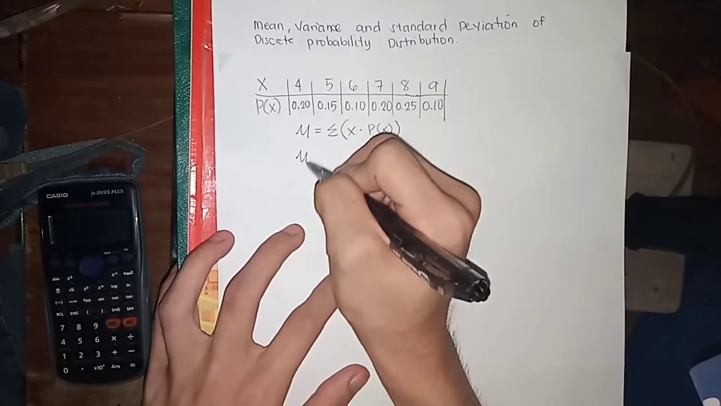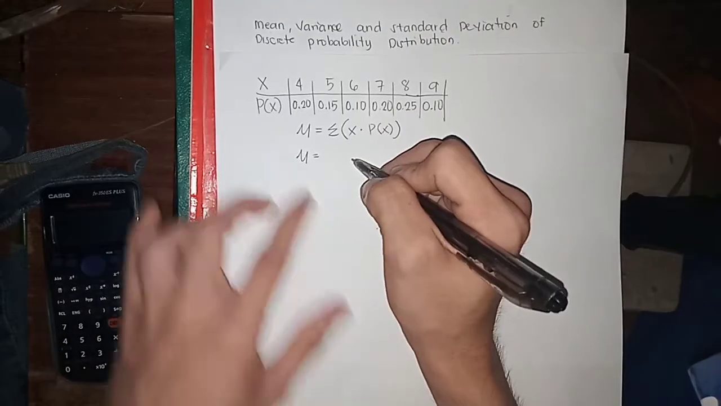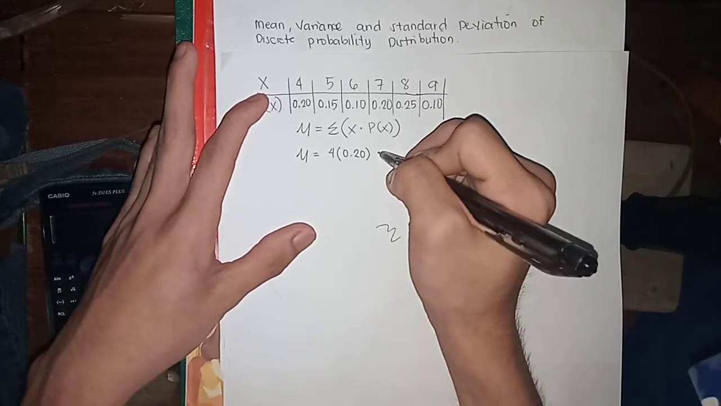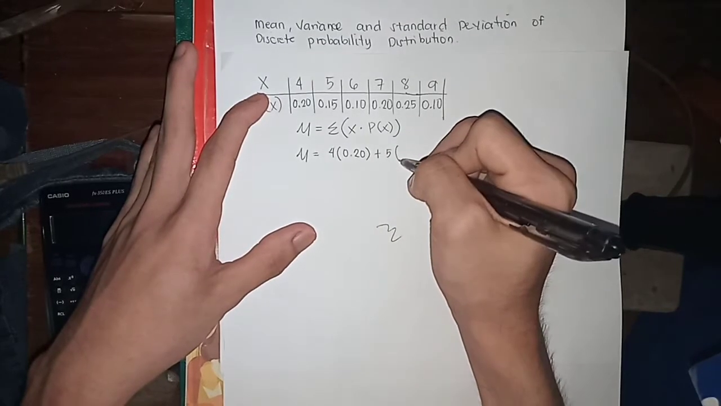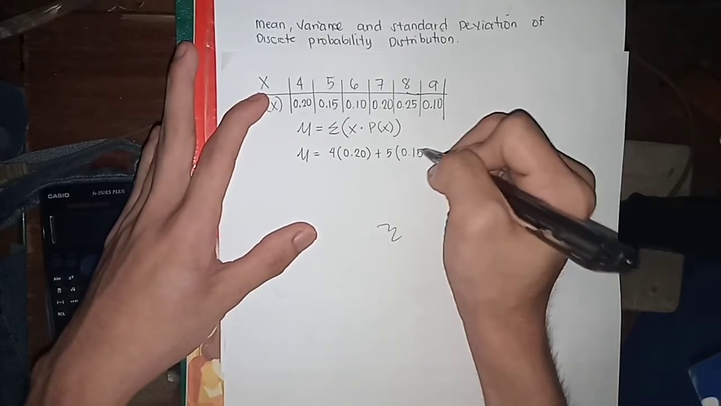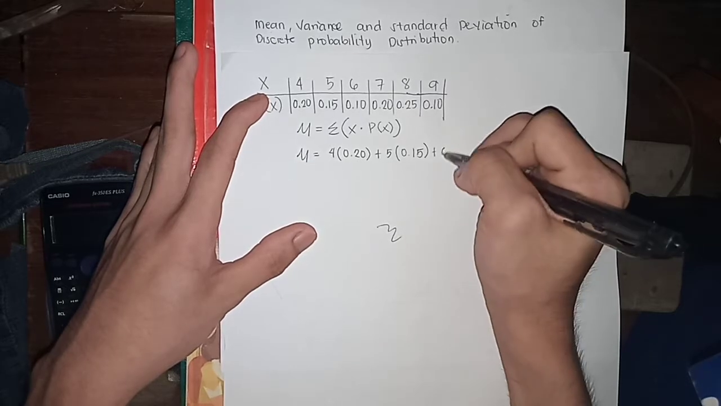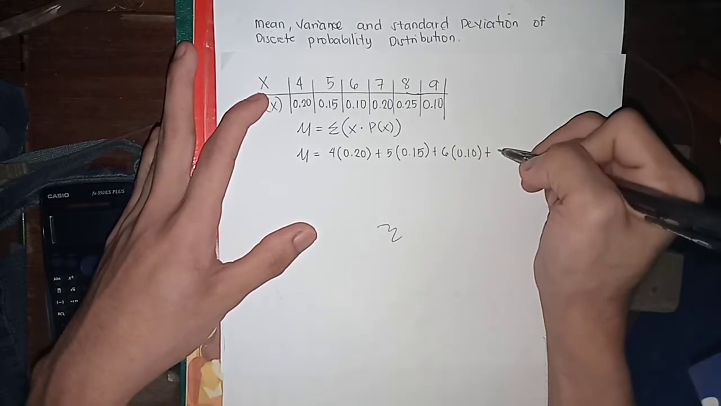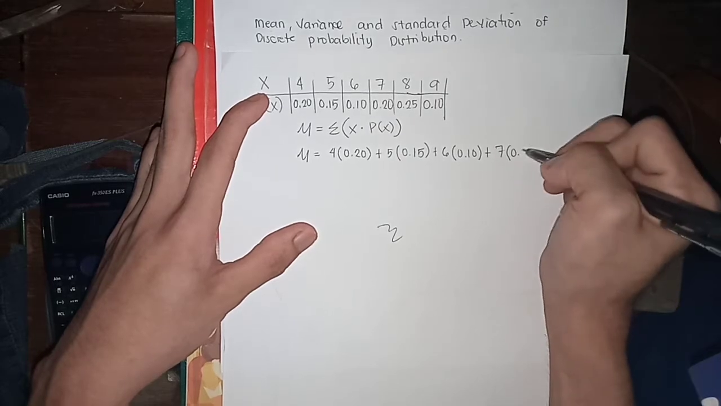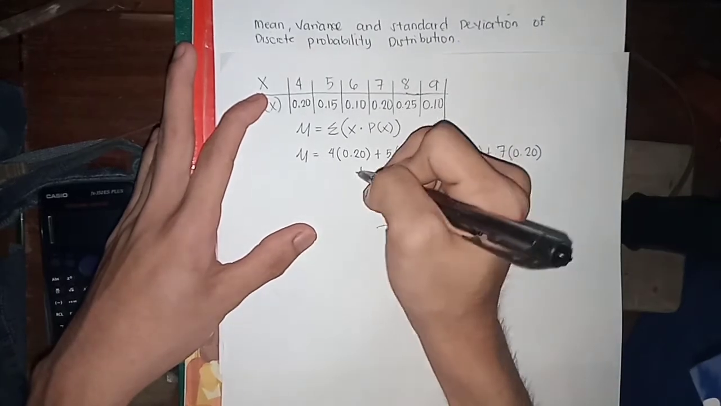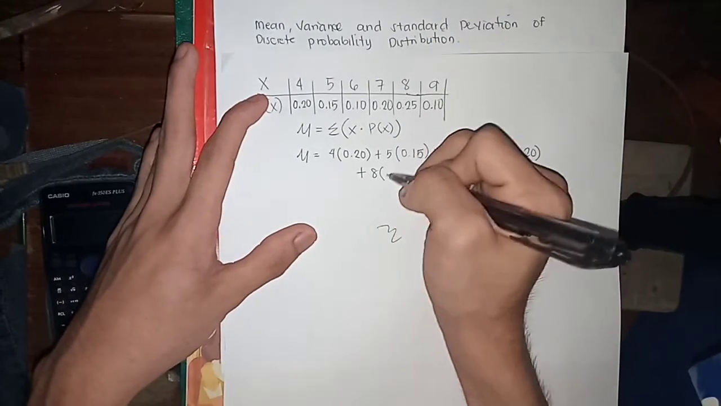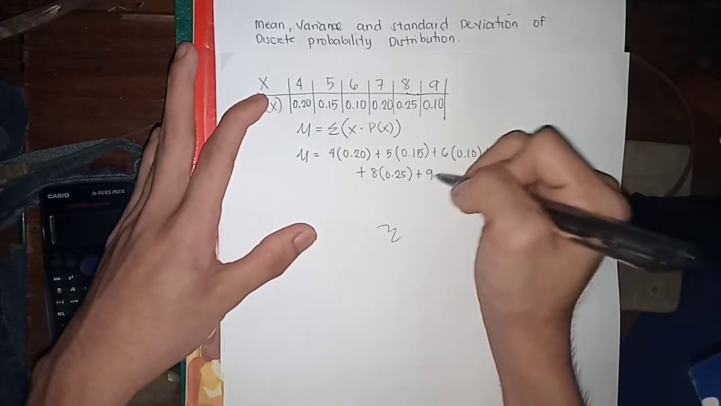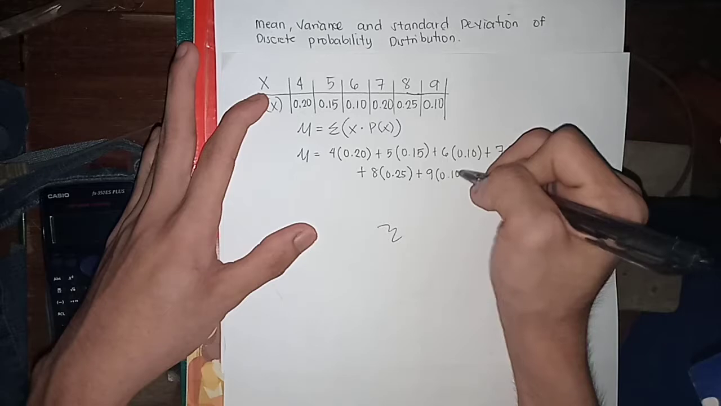So, mean is equal to 4 times 0.20 plus 5 times 0.15 plus 6 times 0.10 plus 7 times 0.20 plus 8 times 0.25 plus 9 times 0.10.